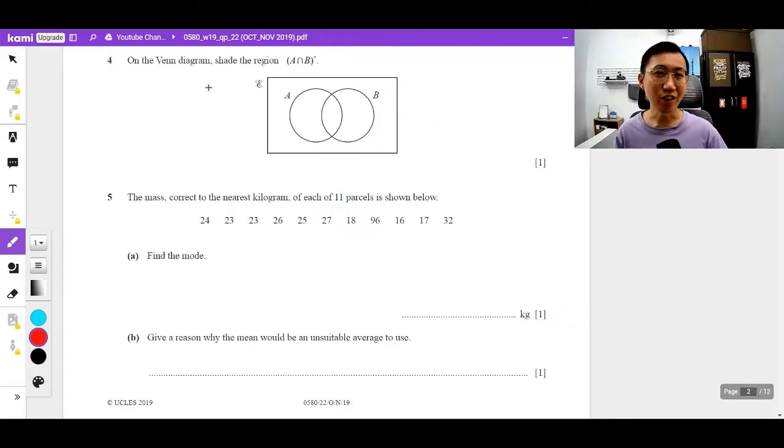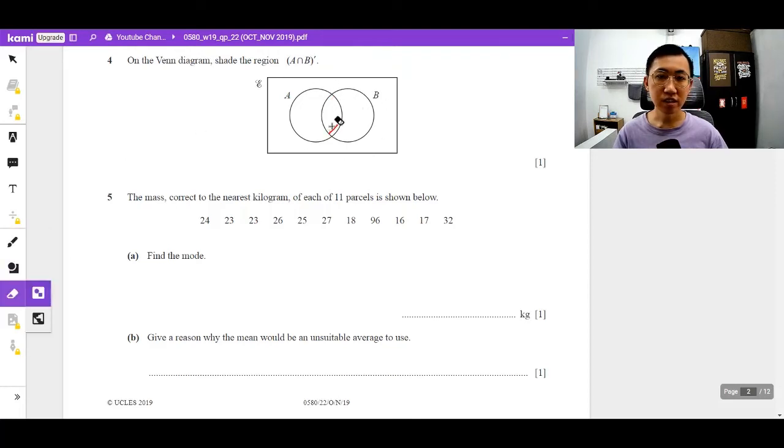Teacher's favorite. On the Venn diagram, shade the region A intersect B and then you prime it, okay? So what I suggest you to do is to do the bracket first. So A intersect B means whatever that is common between A and B, which is this. And then when you see the symbol prime, right, means reverse, opposite of whatever that you are doing right now. So we are going to shade everything except for here. Let us begin. Shade everything except the middle part, alright?